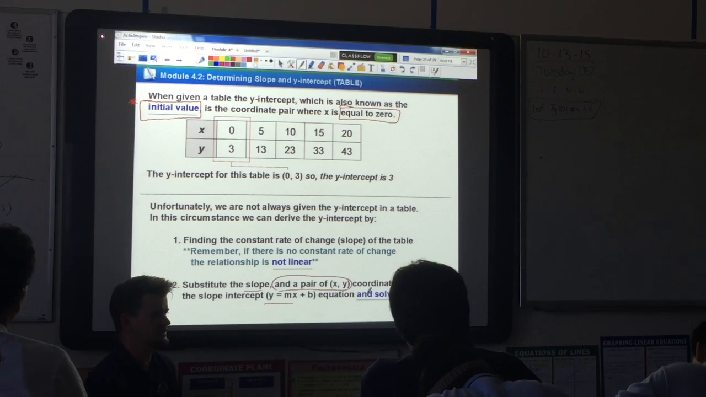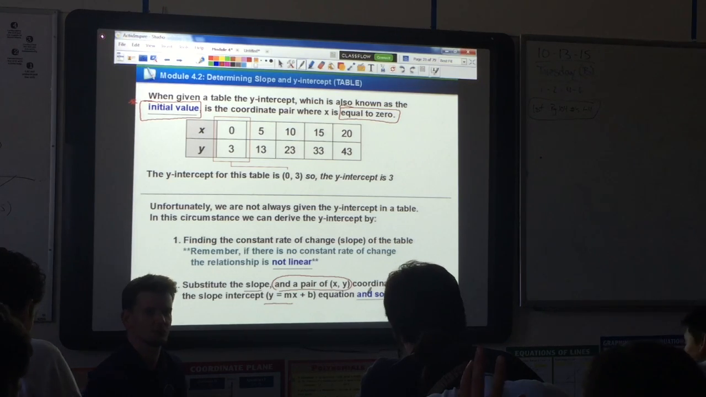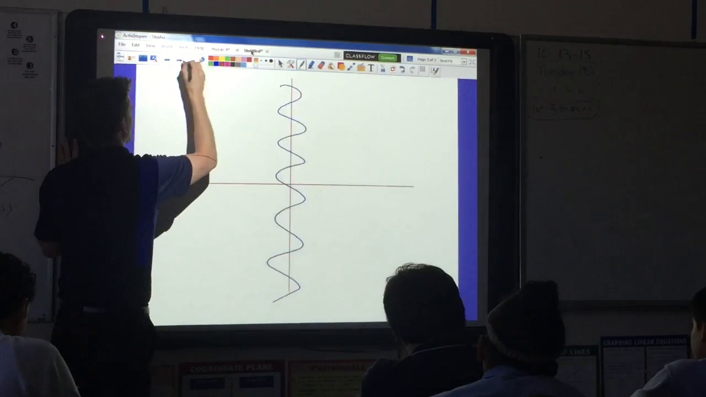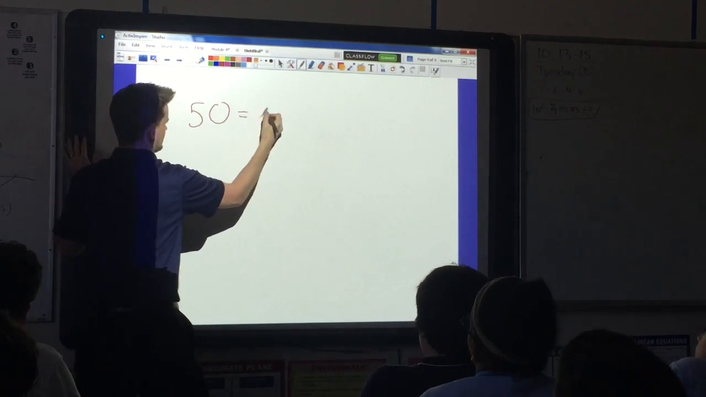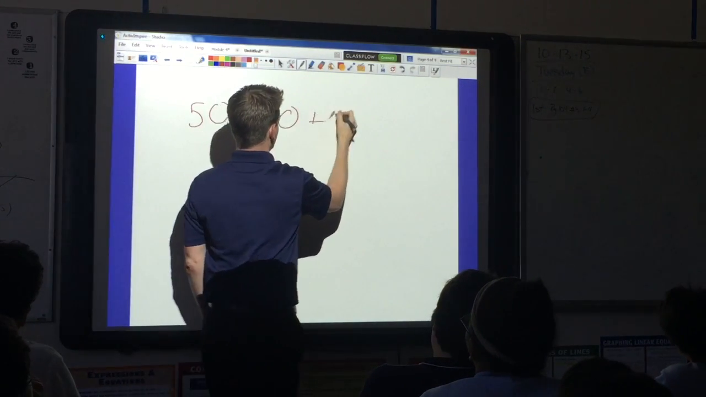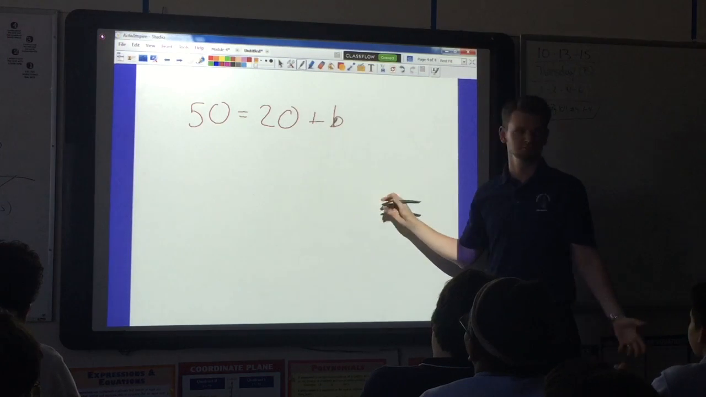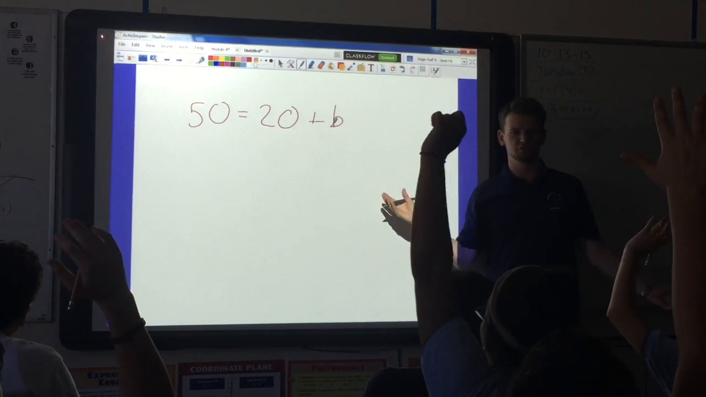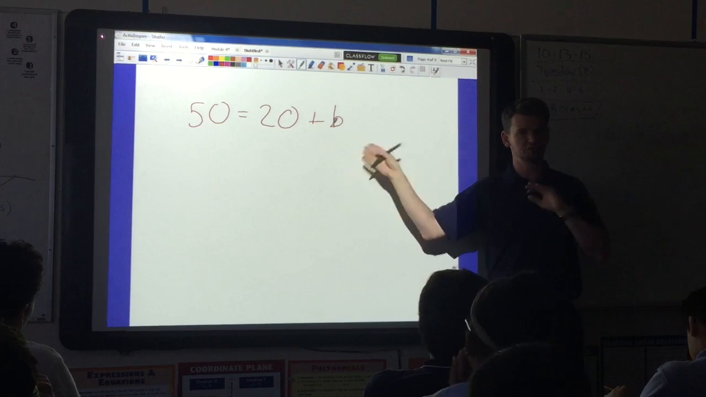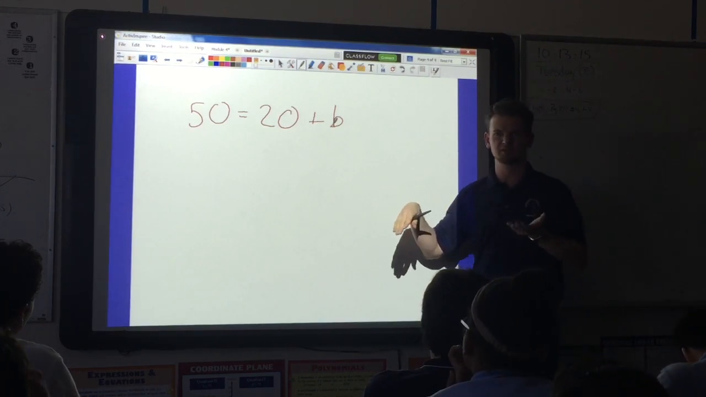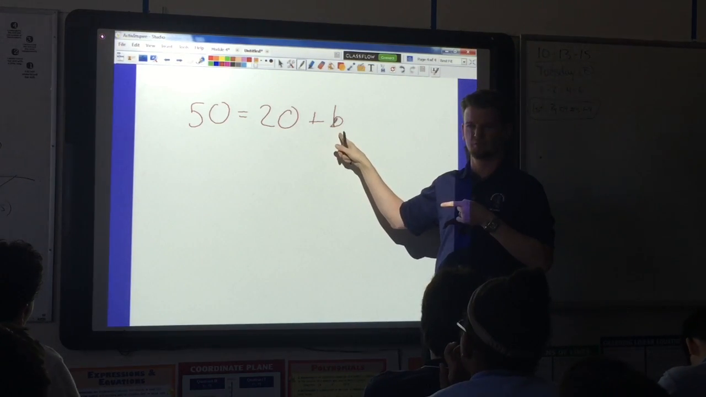How many of you can solve one-step equations? Most of you? How many of you could solve something like this: 50 is equal to 20 plus b? I would expect most of you to say you could solve this. This is all you're really going to be doing. If you can solve this, you can find the y-intercept, because the y-intercept is what? B.